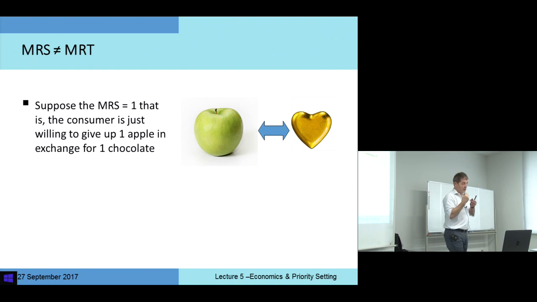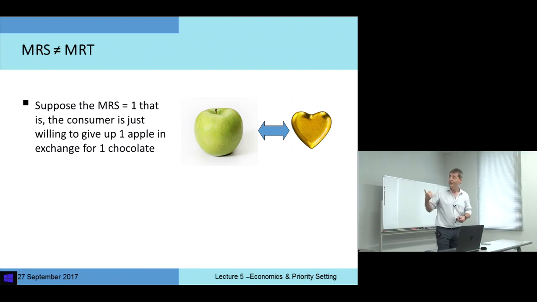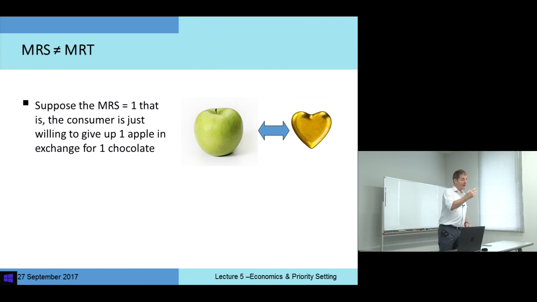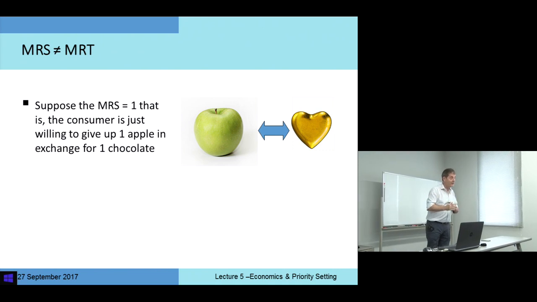Now, the marginal rate of substitution doesn't have to be 1. For some people, it could be 10. If I'm going to give up an apple, lovely green crisp apple, I need 10 chocolates to compensate me. For some people, it could be 0.1. I'll give up 10 apples as long as you give me 1 chocolate. So that's to do with people's preferences.